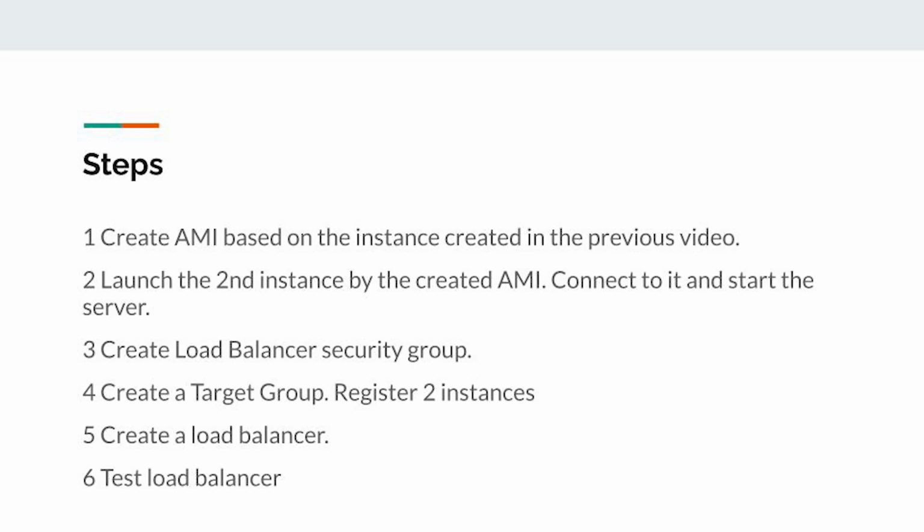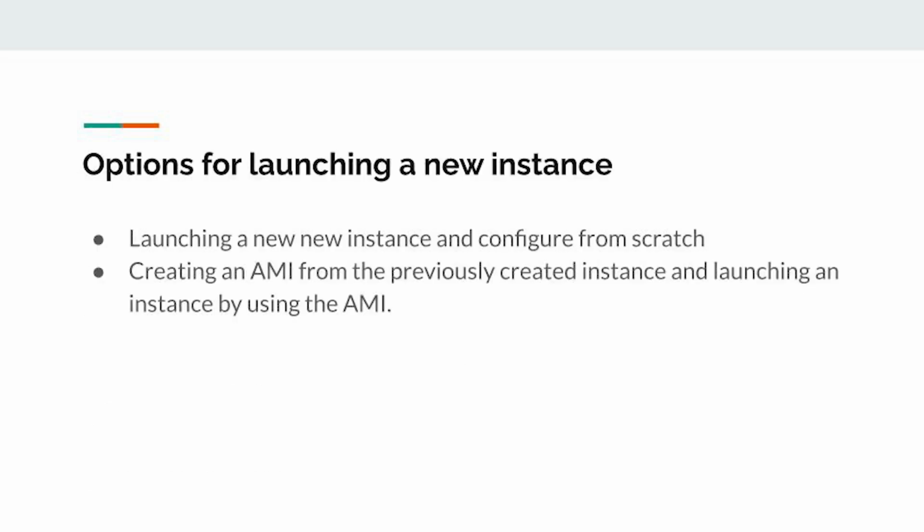Now let's start with the first step, creating an AMI. In the previous video, we launched an EC2 instance and we deployed our app on it. When creating the second instance for our load balancer, we have two options. Option 1. Launch and configure another EC2 instance similar to the previous video. Option 2. Creating a copy of the previously created instance and launching a new instance using the copy. We are going to use option 2, which is creating a copy. We call a copy of an instance an image, Amazon Machine Image or AMI.